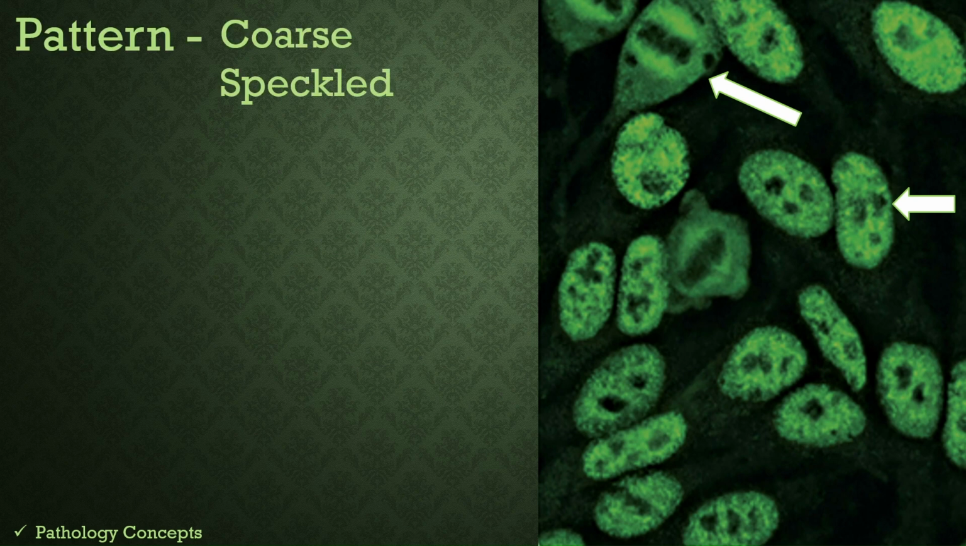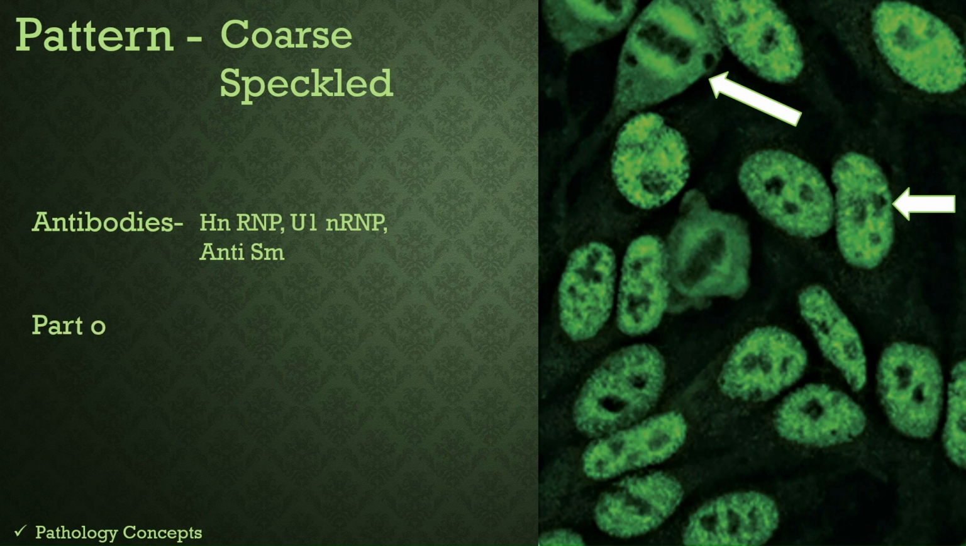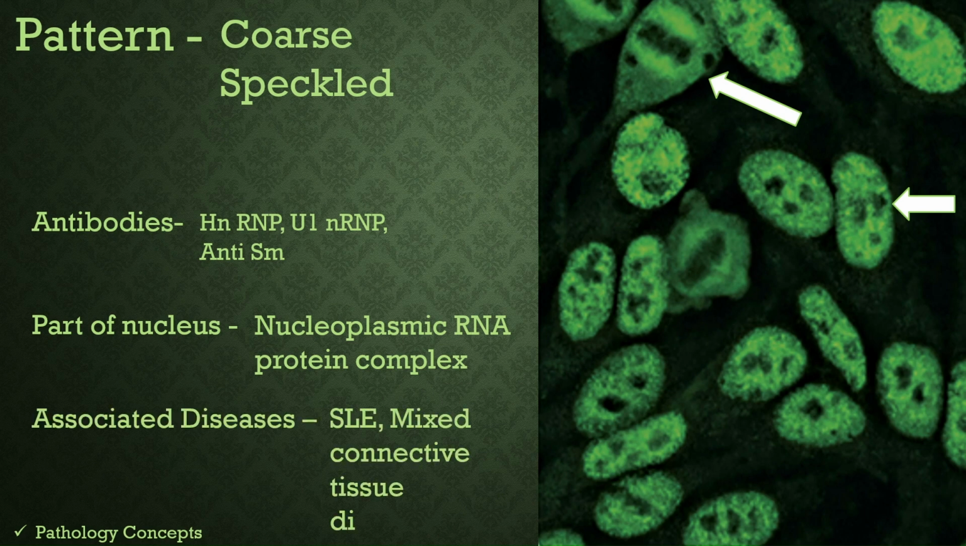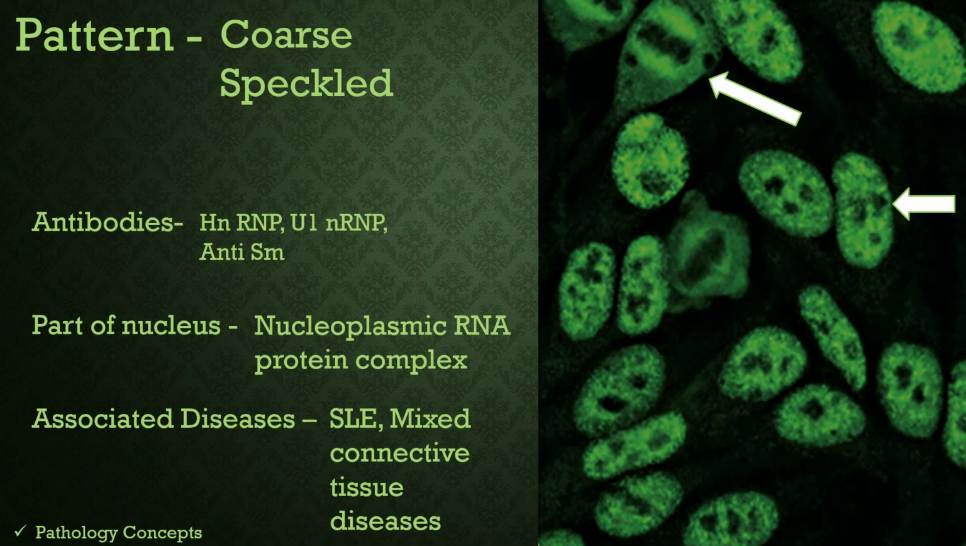Second is speckled, which is a coarse speckled. Antibodies involved are HNRNP, U1RNP and anti-Sm antibodies. The part of the nucleus involved is nucleoplasmic RNA protein complexes. Associated diseases are SLE and mixed connective tissue diseases. In the speckled pattern, the chromosomal region of the mitotic cell does not stain with the fluorescence, and the resting cells show a speckled pattern throughout the nuclei. The speckling can be defined as coarse or fine. We have seen here coarse speckling.